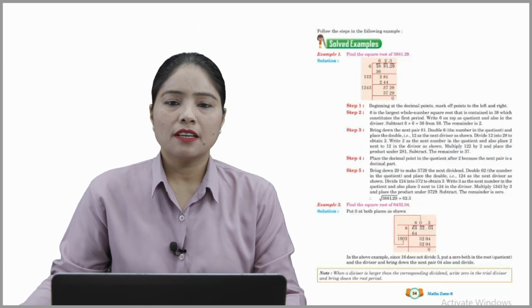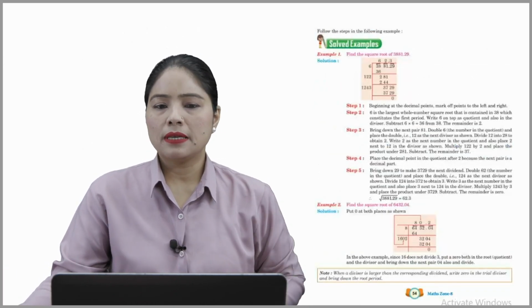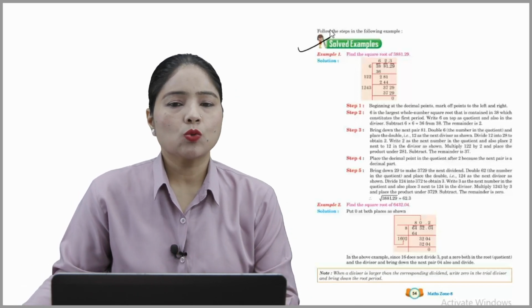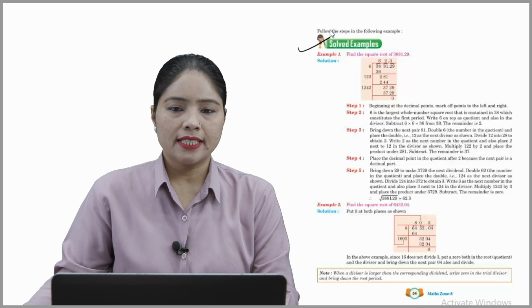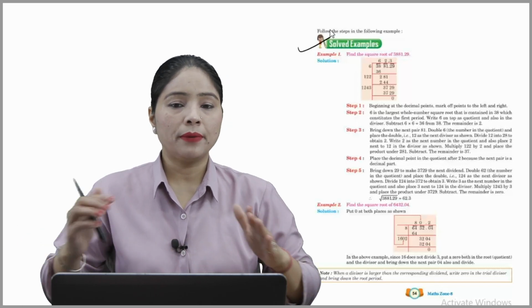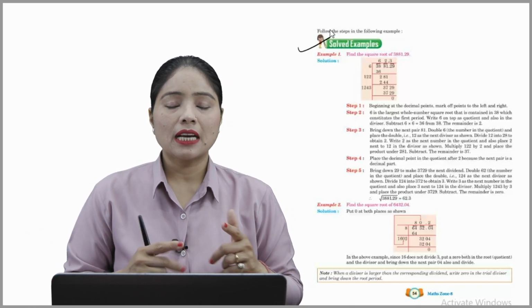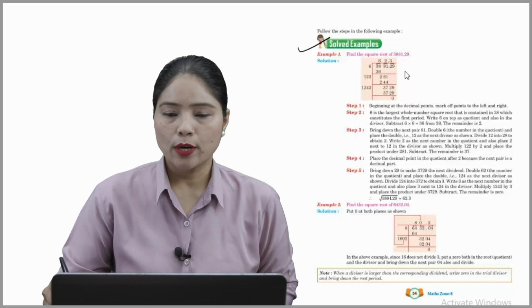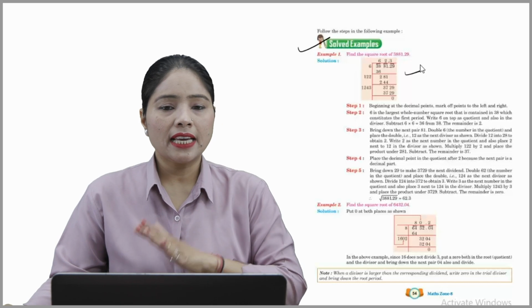Follow the steps in the following examples. Solve example. Example number 1. So find the square root of 3881.29. अब हमें क्या करना है, इस नंबर का स्क्वायर रूट निकालना है। So for that, this is the square root of that one. हमने कैसे किया? Let's see the steps.